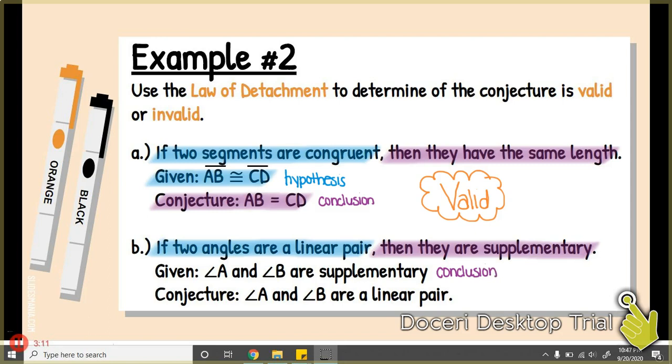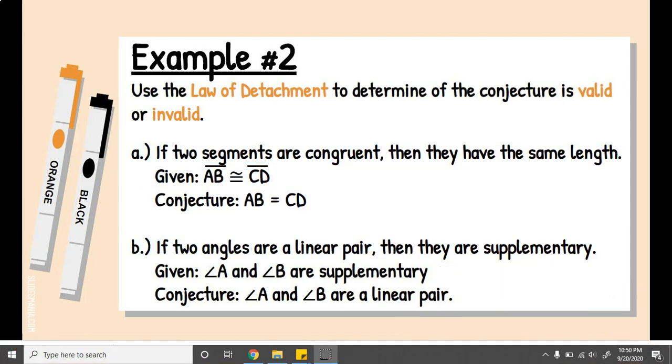So we have to definitely be given the hypothesis for the conclusion to be true or valid based on the law of detachment. So this one is invalid based on the law of detachment. So detachment, if you just think about pulling the hypothesis and the conclusion apart, except they do have to come in order. You have to do P, then Q for your given and then your conjecture.